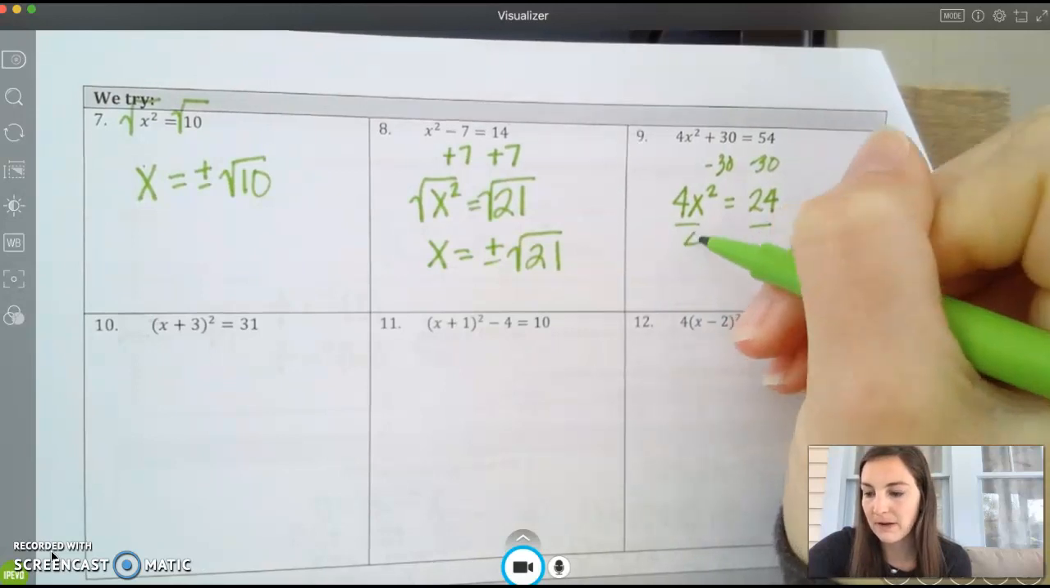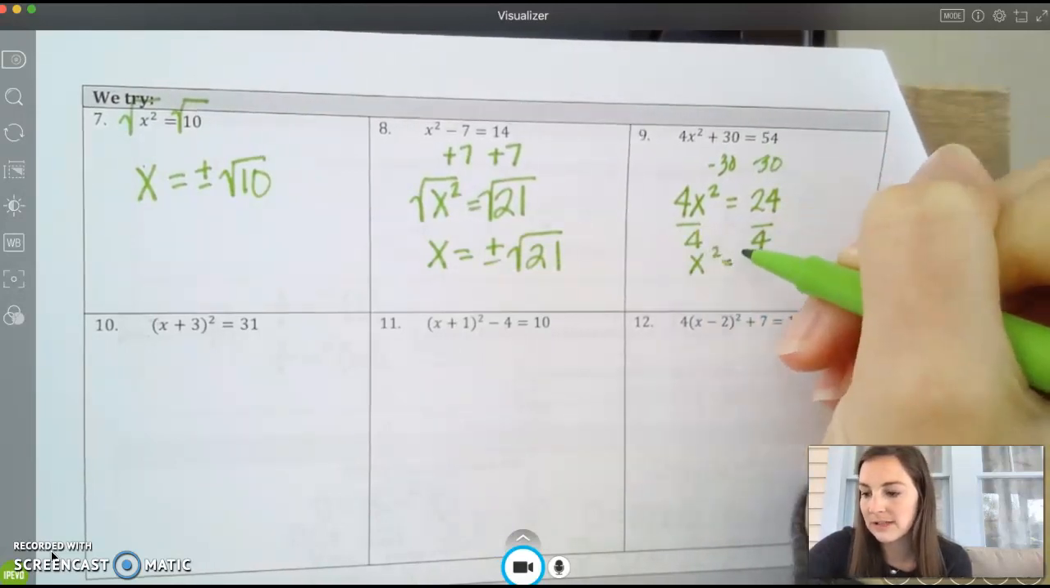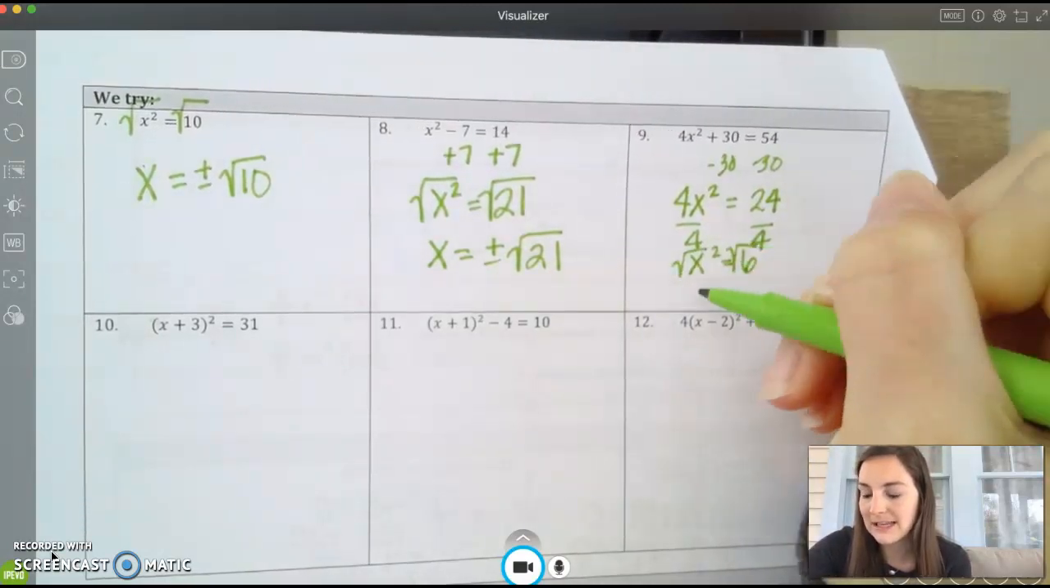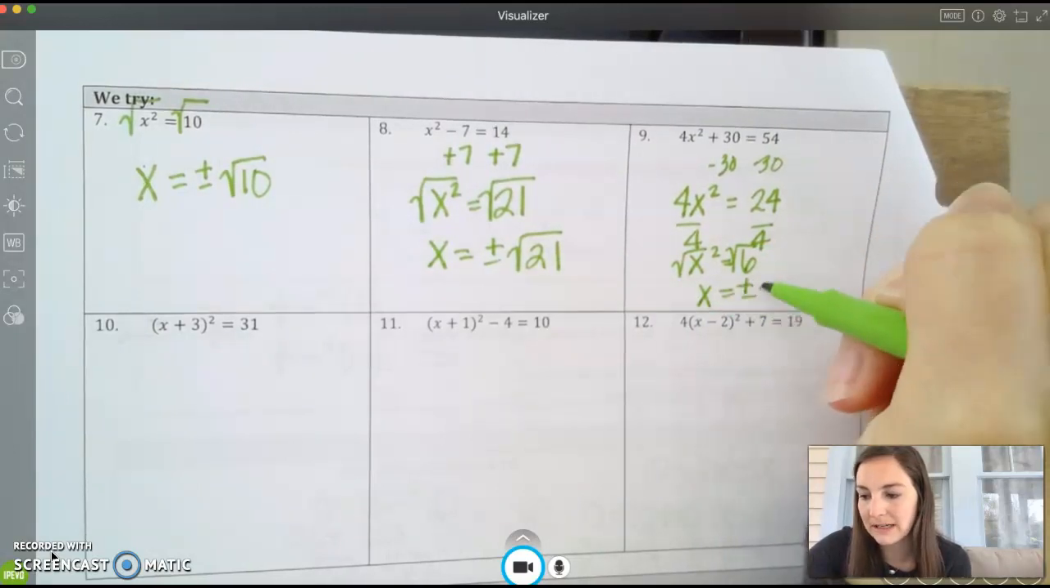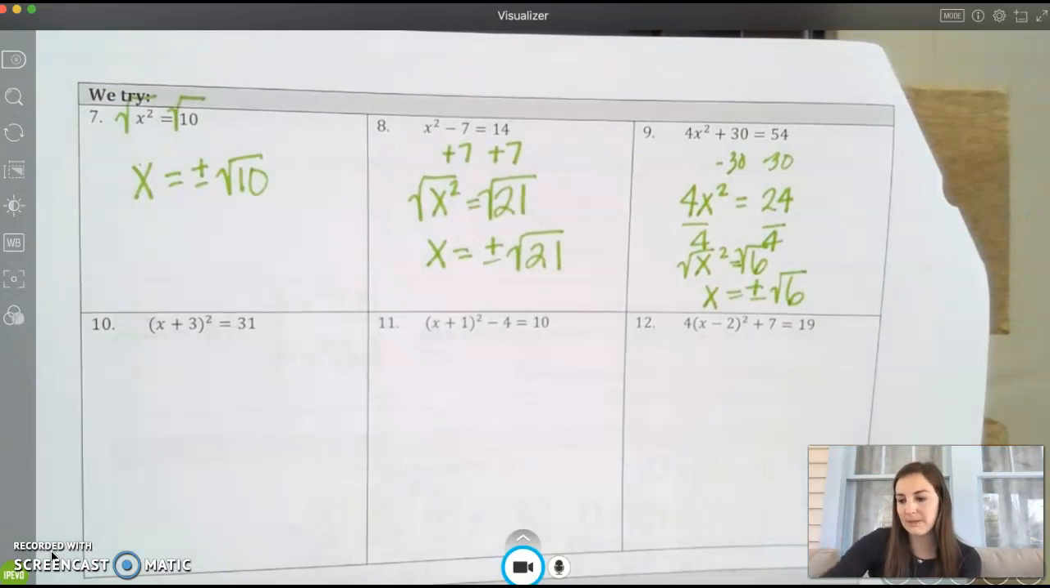Divide both sides by 4, and x squared equals 6. Now I take the square root of both sides, and I get x equals plus or minus the square root of 6. 6 cannot be simplified anymore, so I'm done.